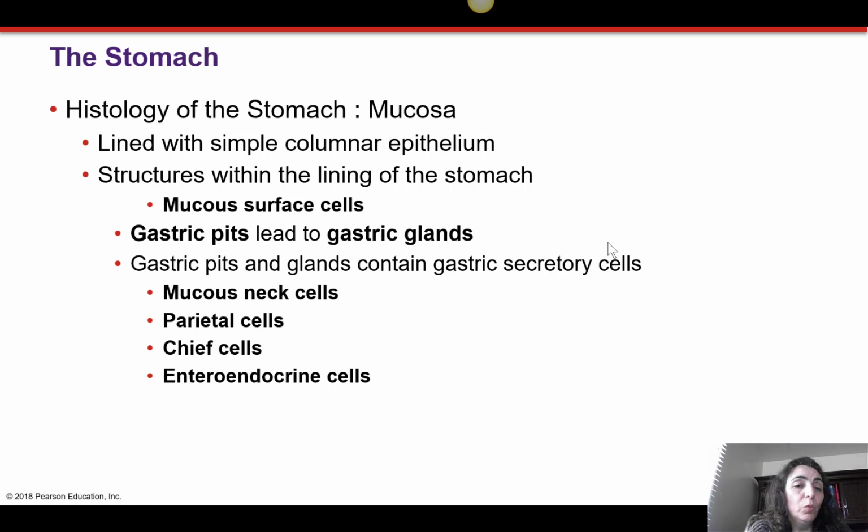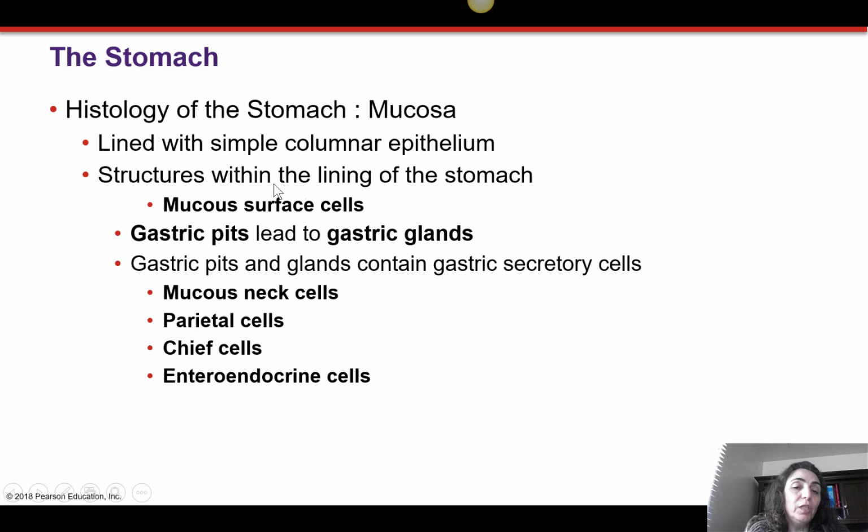Now let's go over more details about the histology of the stomach, and we start with the mucosa. As we said before, the stomach, small intestine, and large intestine are lined with simple columnar epithelium. So the epithelium of the mucosa of the stomach is simple columnar epithelium.